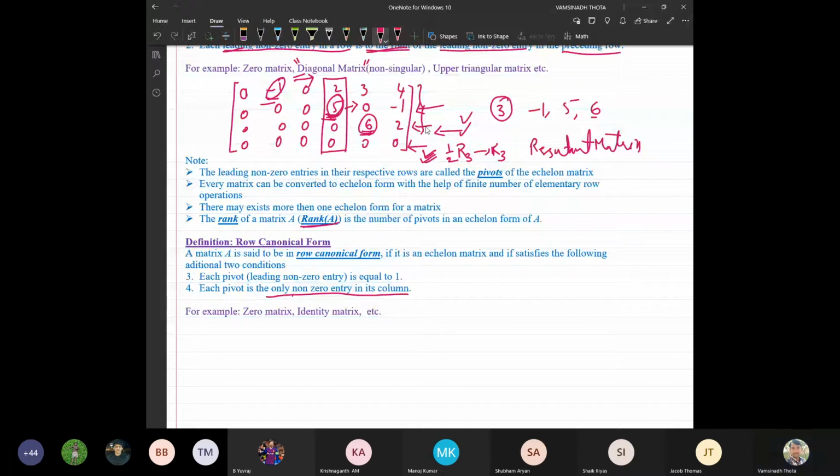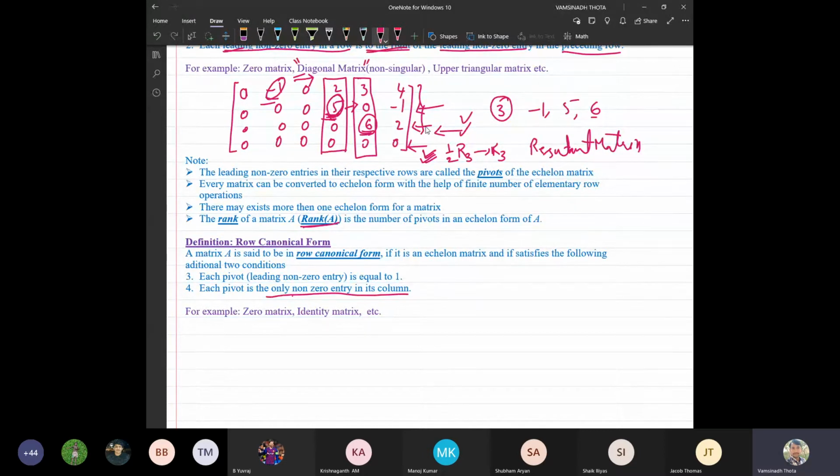And then in this column, how many non-zero entries should be there? There should be only one non-zero entry. That has to be the pivot element. So for example, this is 0 and this is 0, and here 3 is a non-zero number. 3 should not be there. And what you have to do? You have to make 3 a 0 with the help of the row operations.